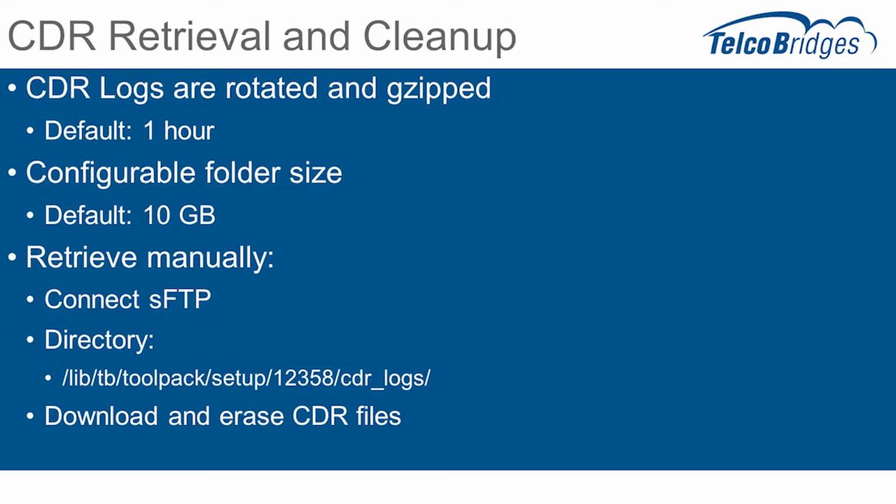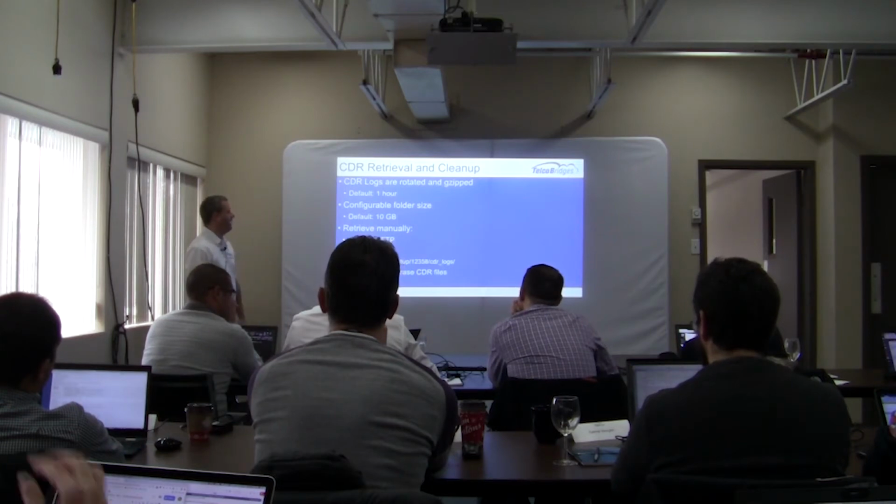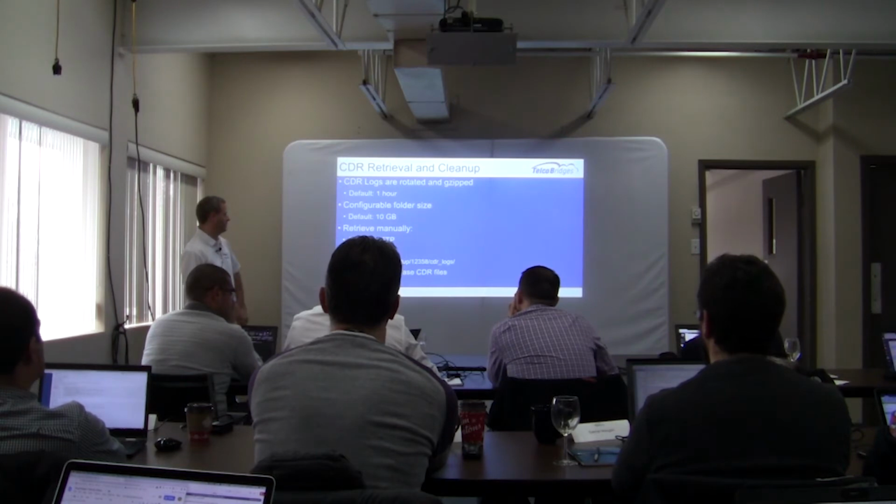So by default, these are the default settings. So 1 hour, rotated and zipped. And then it's 10 gigabyte, really. I didn't know it was so big. 10 gigabyte of files that we can keep for CDR. So it's probably a pretty long time.